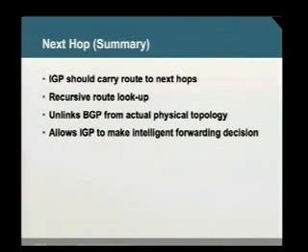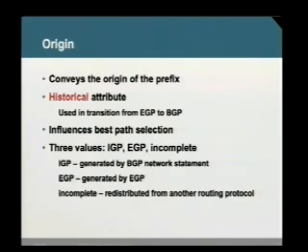So summary of all that, you need to use the IGP to carry the route to the next hops. IGP is really efficient at handling all these. You've got your fast reroute if any of the links break. We rely on recursive route lookup, so iBGP basically relies on OSPF or ISIS to find the next hops. Means that BGP can be unlinked from the physical topology, and that's actually really important. Okay, the next attribute, origin. Conveys the origin of the prefix.